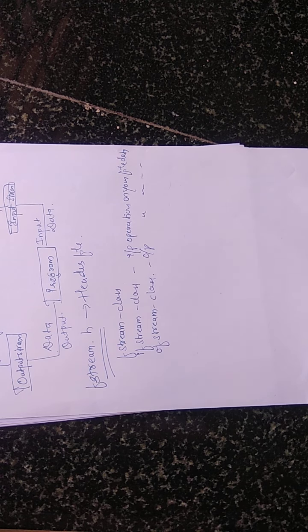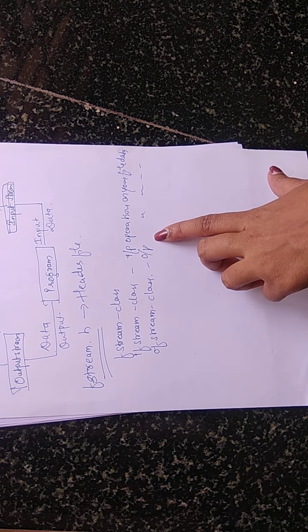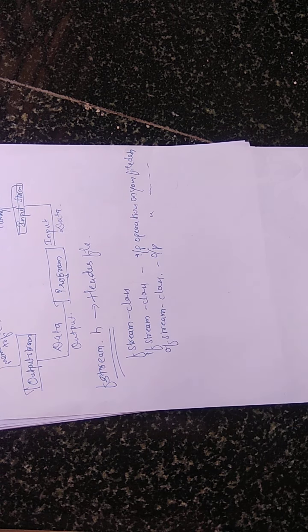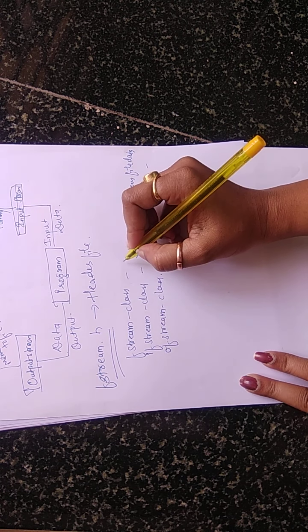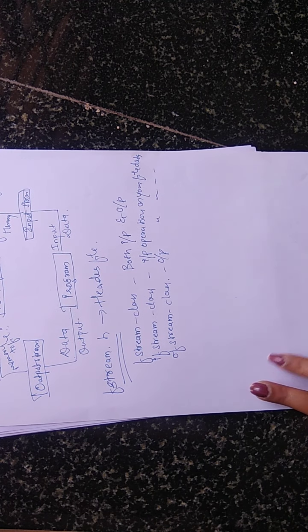When to use the ifstream class and when to use the ofstream class: when you are performing input operations on your file data, the ifstream class is used, and when you are performing output operations on your file data, the ofstream class is used. And the fstream class gives you both input and output operations on your file data. When you are performing both input and output operations on your file data, we use the standard class called fstream.